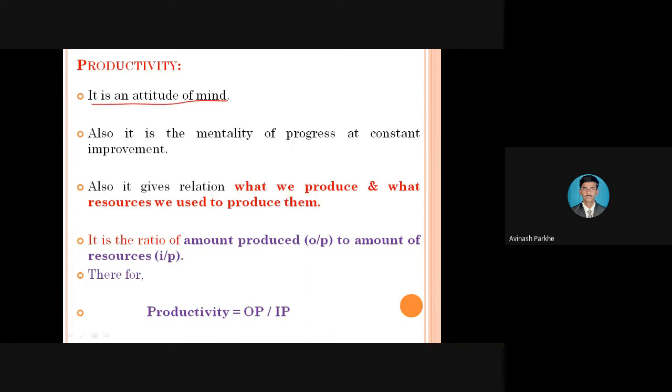What is your viewpoint for that particular product? So that attitude, your attitude, also plays a very important role in increasing the productivity.